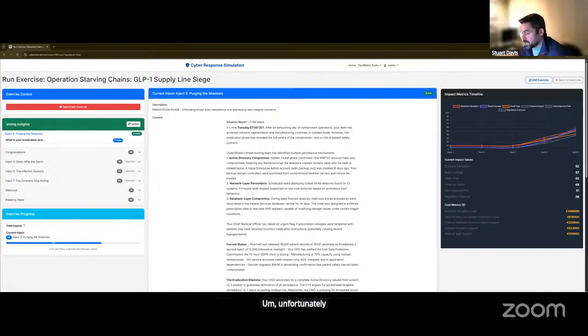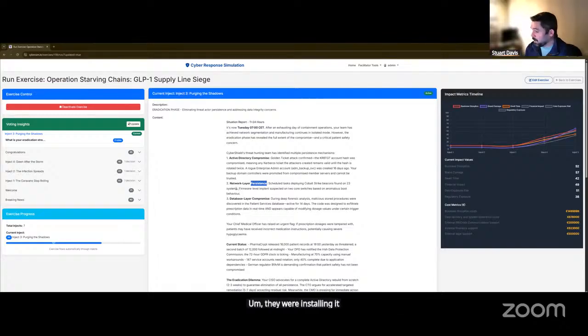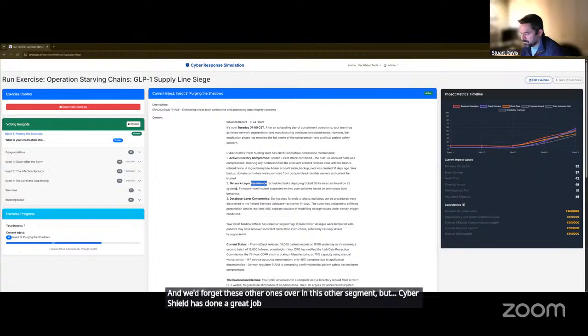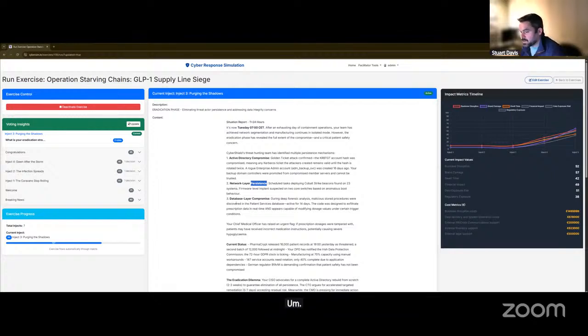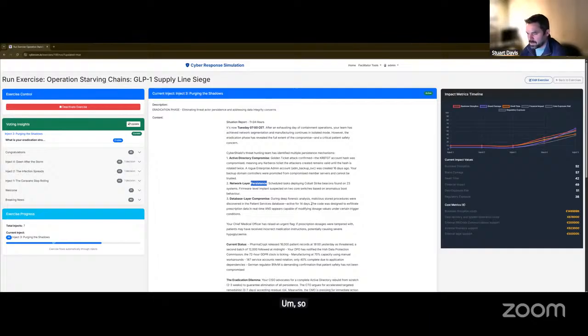Unfortunately, they've got persistence. So they put in tools that they can come back in. We found that on 23 systems. So these guys were really trying to bed themselves in here. They were installing it hoping we'd maybe catch a couple and we'd forget these other ones over in this other segment. But CyberShield has done a great job. They've found them. And then obviously database, we've also found malicious stored procedures. So these guys were really in here for the long haul. So great job, CyberShield. Sounds like the CISO's money is well spent.